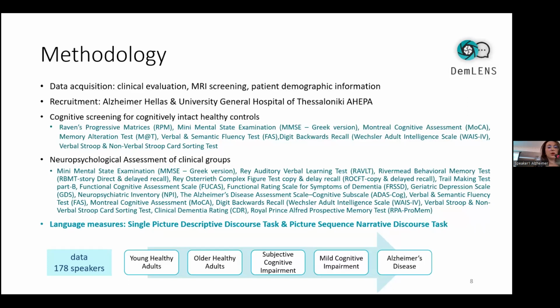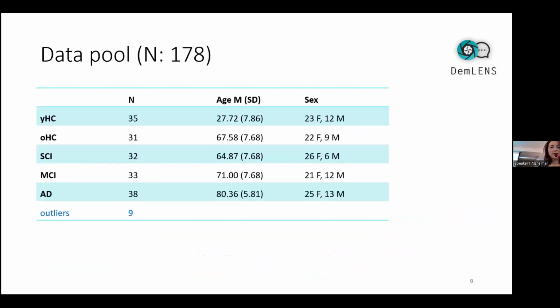We managed to collect data from 178 speakers, and they fall into 5 groups: the young healthy adults, the older healthy adults that are cognitively intact, individuals with subjective cognitive impairment, individuals with mild cognitive impairment, and individuals with Alzheimer's disease in the mild early stages.